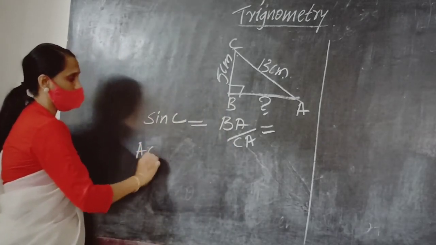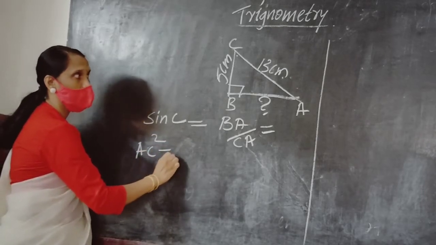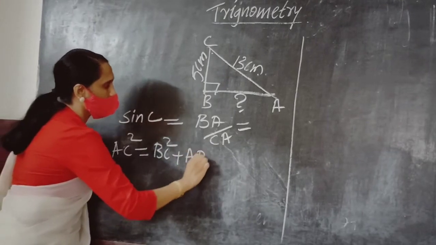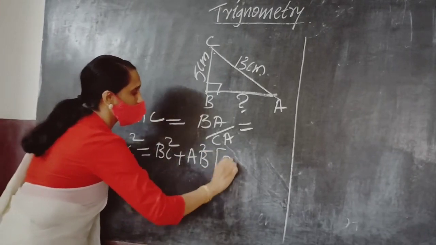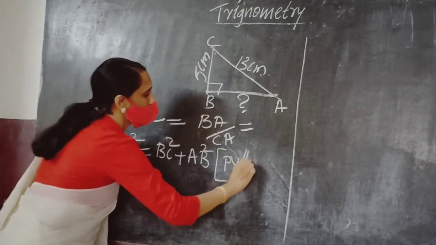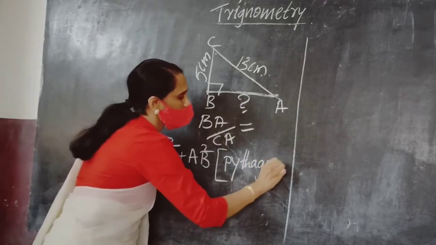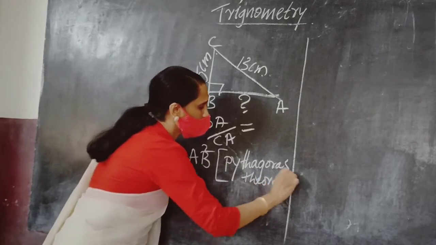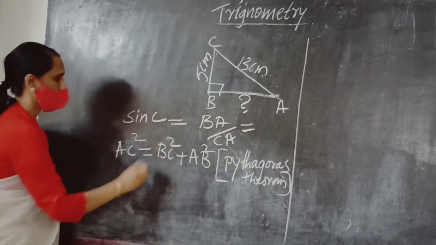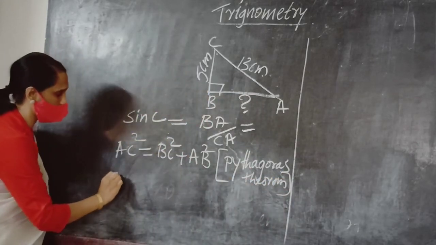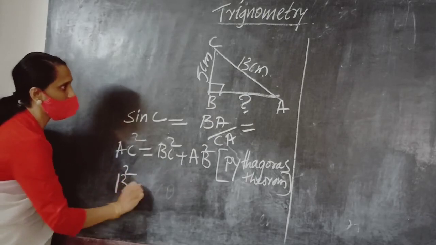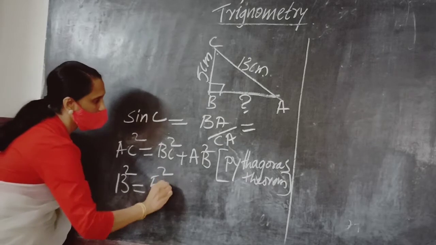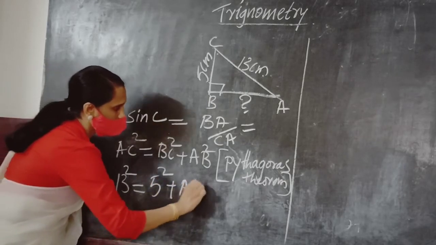AC square equal to BC square plus AB square. What is it? Pythagoras theorem. According to Pythagoras theorem, we can apply here. So, AC square, it's given already 13 square, equal to BC square, 5 square, plus AB square.